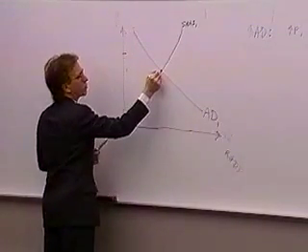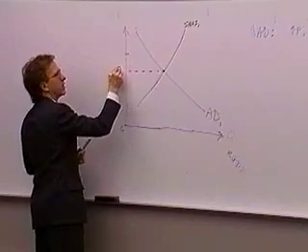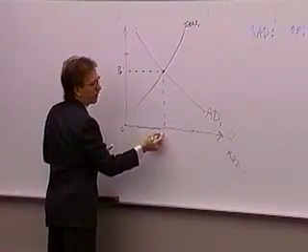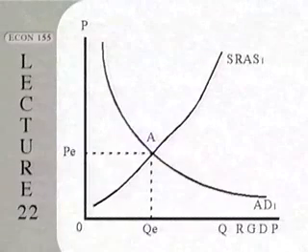AD1, what we want to do in this next case is shift the aggregate demand curve to the left. So, a decrease in aggregate demand. And what could cause that? A decrease in consumer wealth, an increase in interest rates, the dollar strengthens relative to foreign currencies, the government cuts back on spending. We've talked about some of those.